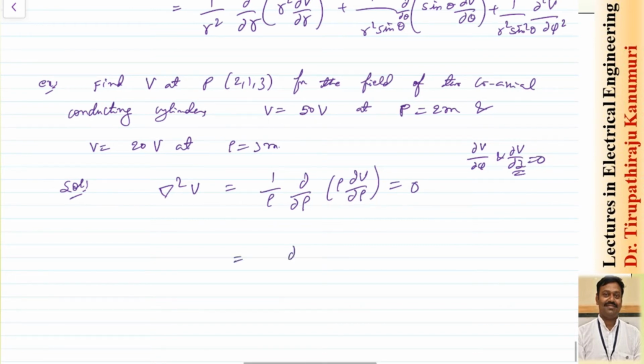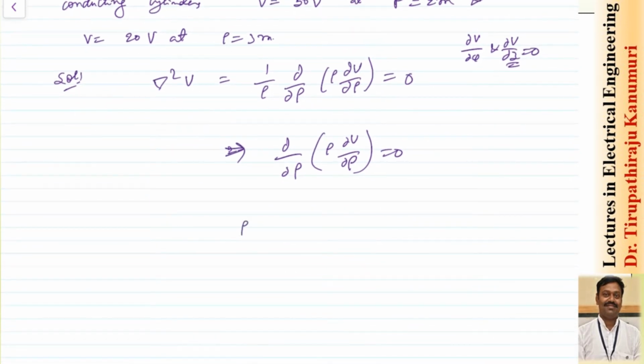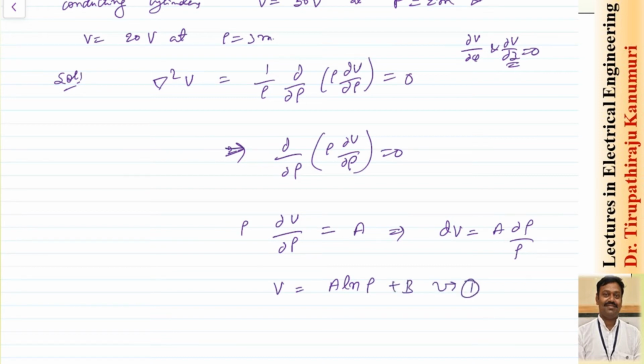So I can write dou by dou rho of rho into dou V by dou rho equal to 0, and integrating on both sides, rho into dou V by dou rho will be equal to some constant A. Then from this I can write dou V is equal to A into dou rho by rho, and again if you do the integration, V is equal to A into ln of rho plus B. Let us take it as equation number 1.